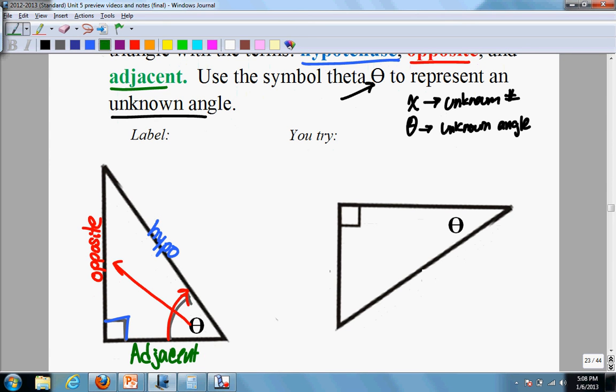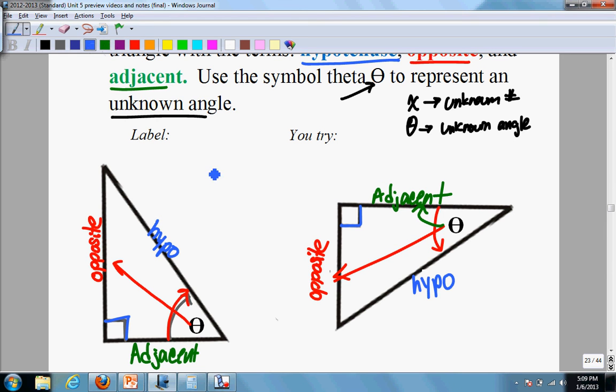Let's try the one rotated. First, we trace the right angle, we go across from the right angle, and we find the hypo. Second, we sweep the theta, or the angle that we're working with, and we go across from the theta. That's called the opposite. So here is opposite. And then right next to theta is going to be the adjacent. Very important you are able to label these.